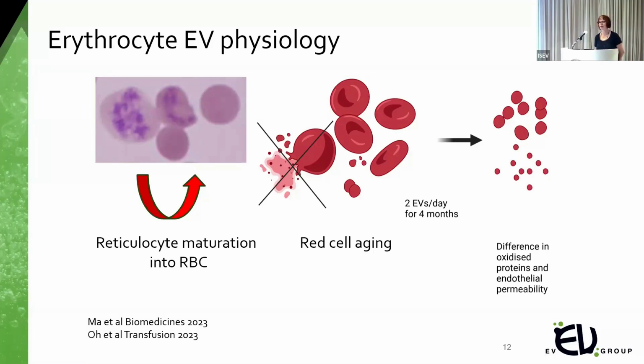And what I found interesting is that it's been shown that erythrocytes can form two populations, this large and small EVs, and they seem to have different capacities to handle oxidized proteins and promote the endothelial or protect the endothelial permeability, as mentioned in the beginning.